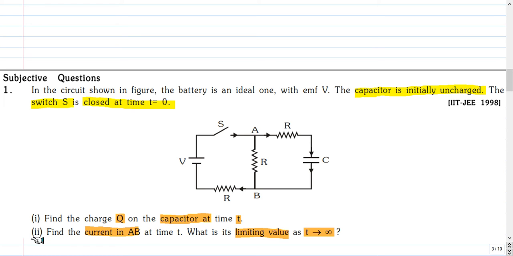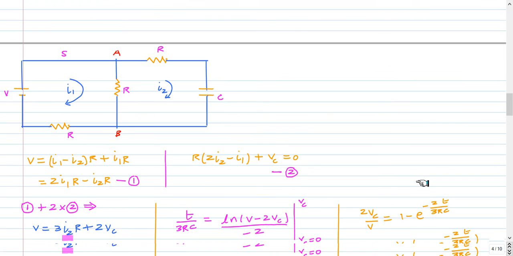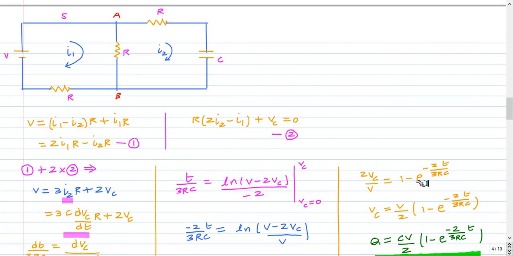And second part of the question is find the current in AB at time t. What is the limiting value as time t tends to infinity? You can pause and attempt this question. Here is the solution. When the switch S is closed, the circuit will look like this.